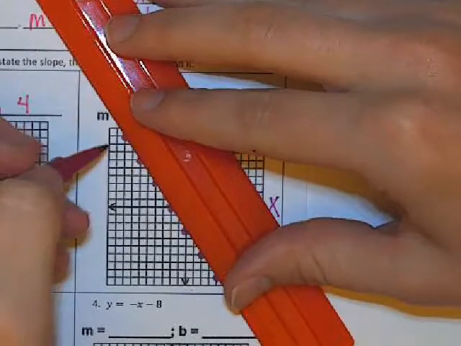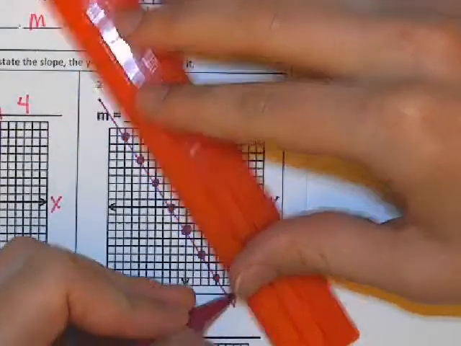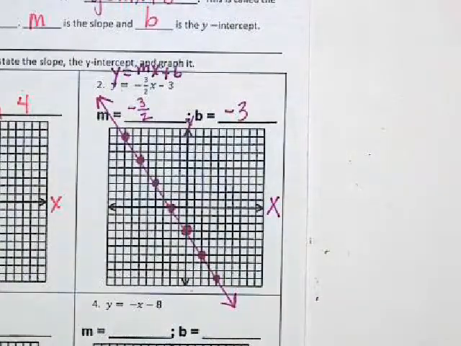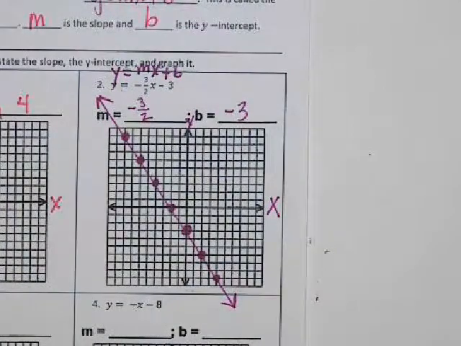Draw your line. There we go. Extend your arrows through the graph. Any questions on number 2?